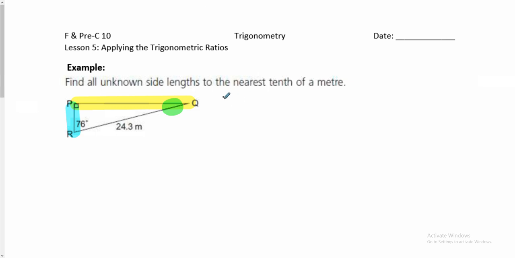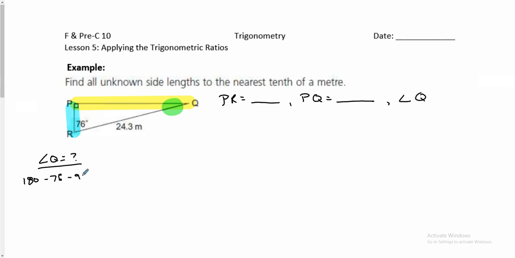I'm looking for line segment PR. I'm looking for line segment PQ. And I'm looking for angle Q. Now I'm probably going to start at angle Q because that's going to be the easiest. Angle Q, we're going to use the fact that all triangles equal 180. So we're just going to go 180 minus 76 minus 90.